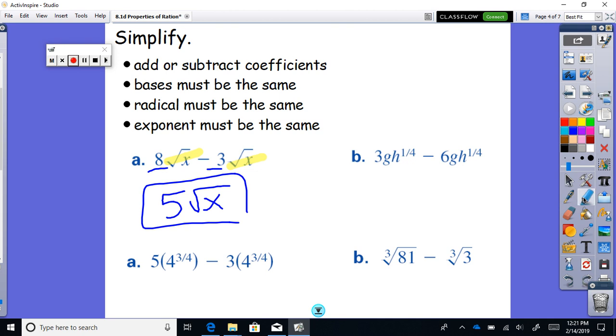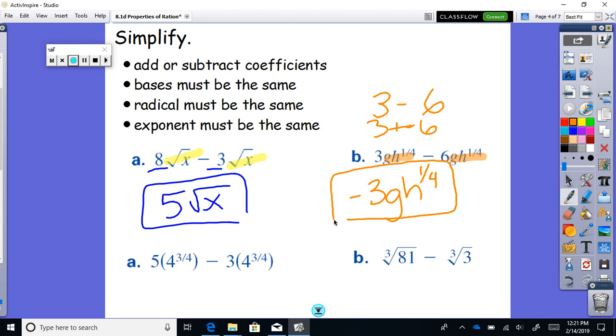In B, this looks a little different, but if you just look at the variables and ignore the coefficient, is the variable part, or the radical part, the same? I have the same bases, g and h, and I have the same exponent, 1/4. So the bases are the same, the exponents are the same, so you can subtract the coefficients. You can do 3 minus 6, or 3 plus -6, get -3, and the variables stay the same. So -3 g h to the 1/4.